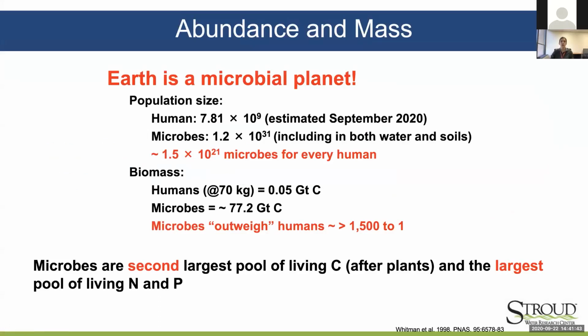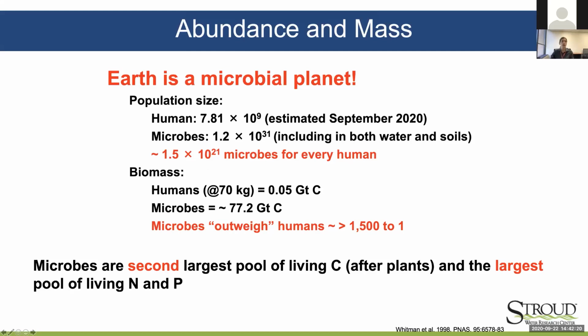Microbes are also very abundant, and actually the Earth is something we consider a microbial planet. So microbes existed on Earth 1 billion years ago, way ahead of humans, plants, and other animals. So let's take a look at the human population size. If we consider the size of the human population in September 2020, and we compare that with what's been estimated for microbes, including both soil and water sources, there's about 1.5 times 10 to the 21 microbes for every human. So we're way outnumbered here.